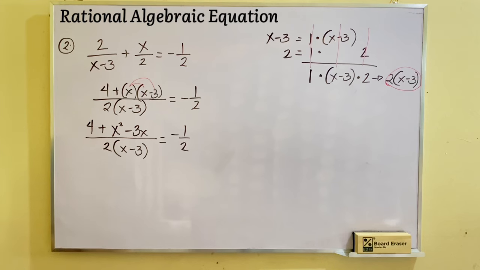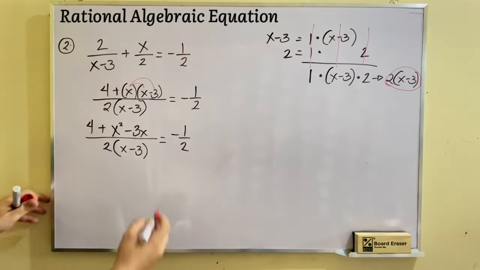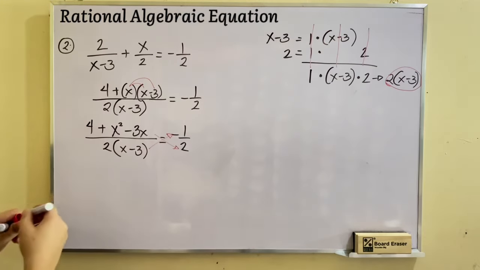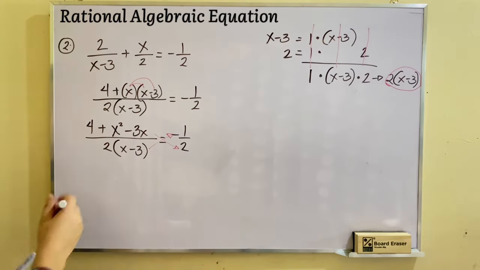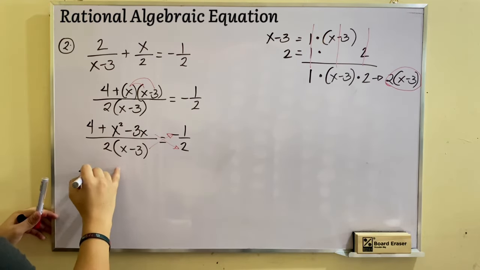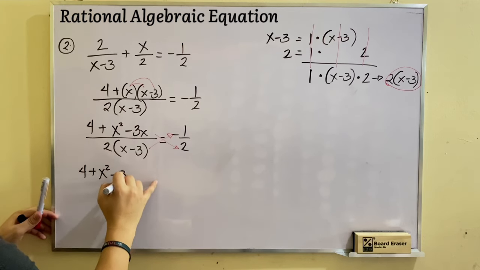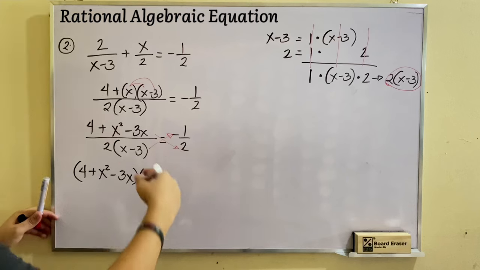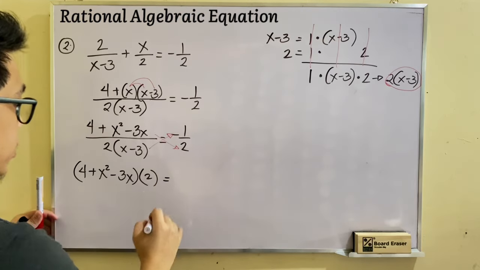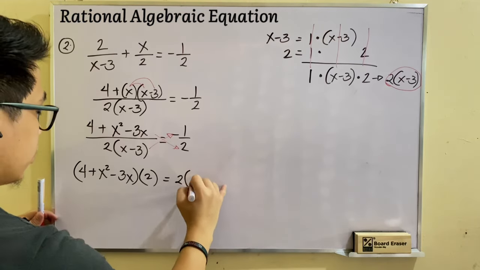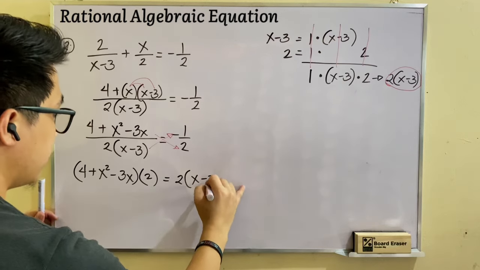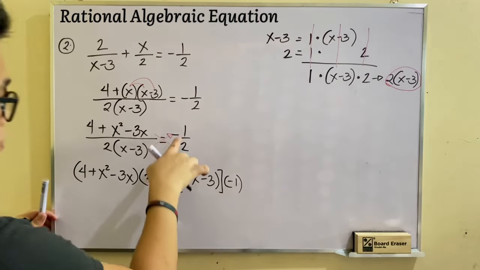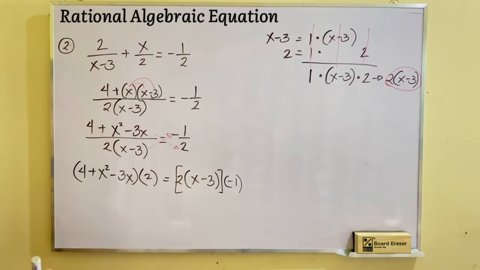Tulad ng ginawa natin sa first equation natin kanina, gamitan natin ng cross multiplication. So, ang mangyayari, 4 plus x squared minus 3x times 2, which is the denominator ng kabilang ratio, equals 2 times x minus 3 multiplied by negative 1. Huwag niyong kakalimutan yung sign.